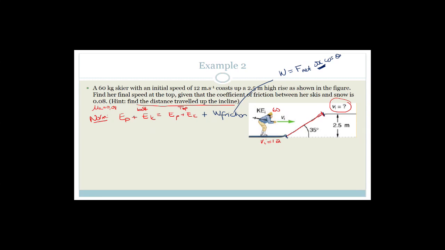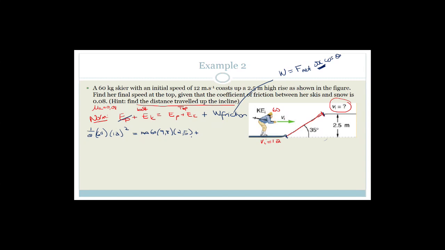Right, so let's just start off. Does the skier have any potential energy at the bottom? No, she doesn't, so that goes away. The kinetic energy is going to be a half times the mass of the skier, which is 60, times the initial speed, which is 12, all squared, is equal to the potential energy the skier has now, which is going to be 60, times acceleration due to gravity, which is 9.8, times the height, which is 2.5, plus the kinetic energy.